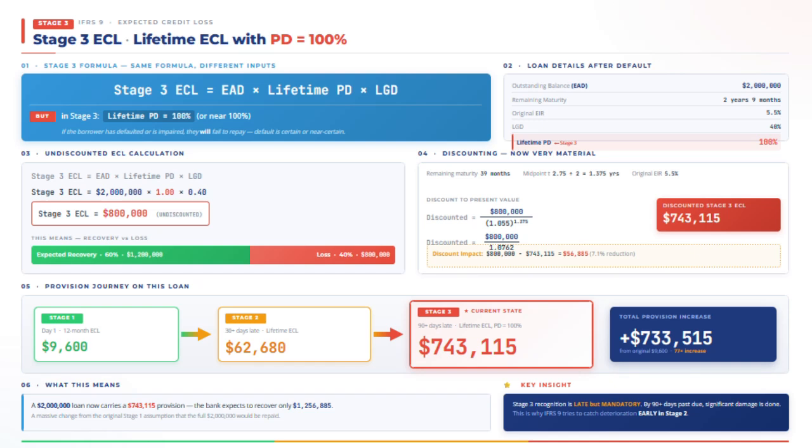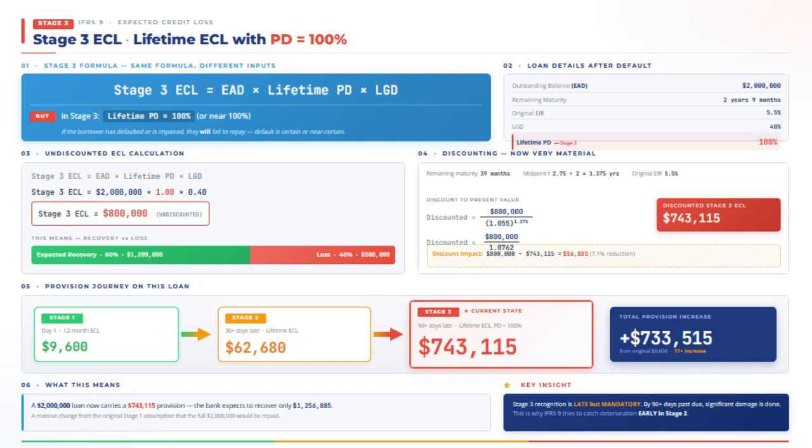Outstanding balance here is still 2 million and remaining maturity is now 2 years 9 months, aged since the origination. Original EIR is 5.5% and LGD is now 40%, unchanged. But lifetime PD jumps to 100% and the borrower has defaulted or the 90-day backstop is triggered. The undiscounted ECL calculation we have discussed, and if you apply the discount in the formula, the current state will come out to 7,43,115.